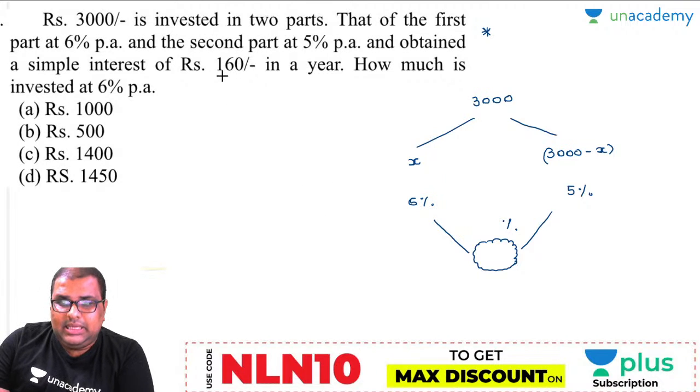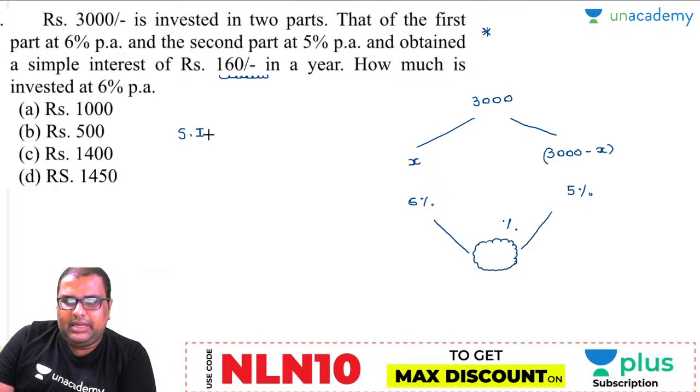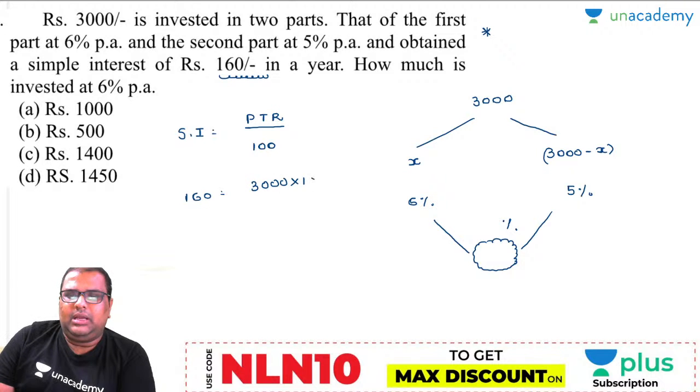Right? And see here, the value is given there. Now the question asked is how much is invested at 6% per annum. Now see here, the same formula, simple interest per annum. It is per year only. Principal into time period into rate of interest divided by 100. Now overall you have obtained 160 rupees. Overall you have invested 3000 rupees. Time period is 1 year. Rate of interest is R that you have to find out, divided by 100.